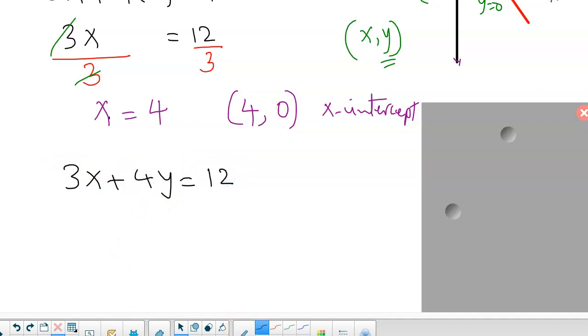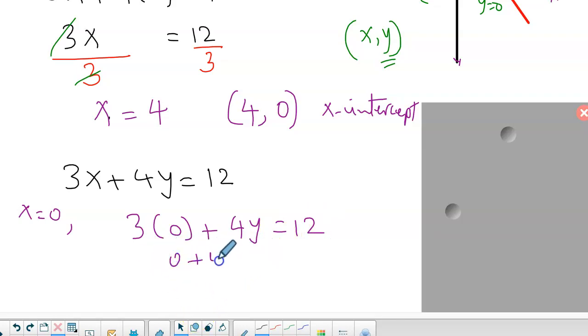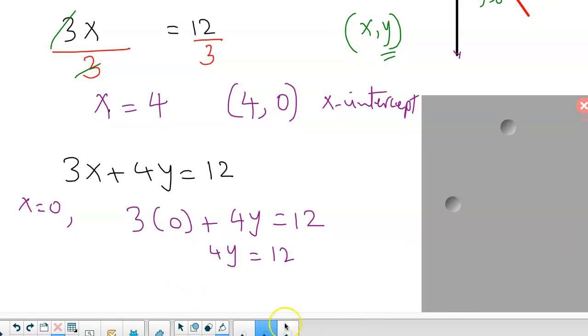And let us substitute x equal to 0 and see what happens. 3 times 0. 3 times x, that is x is 0, plus 4y is equal to 12. That gives you 0 plus 4y equal to 12, which is nothing but 4y equal to 12.